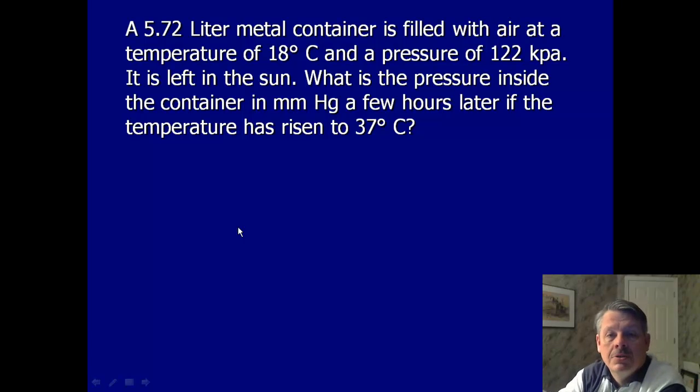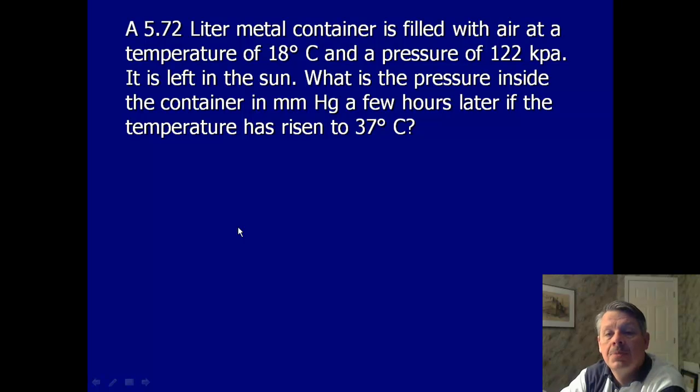All right, so here's a problem. You have a 5.2 liter metal container. It's filled with air at a temperature of 18 Celsius and a pressure of 122 kPa. It's left in the sun. What's the pressure inside the container in millimeters of mercury a few hours later if the temperature has risen to 37 degrees Celsius? Okay, pause the video, see if you can figure out which equation to use, and try and set it up. Give it a moment and see if you can set it up.